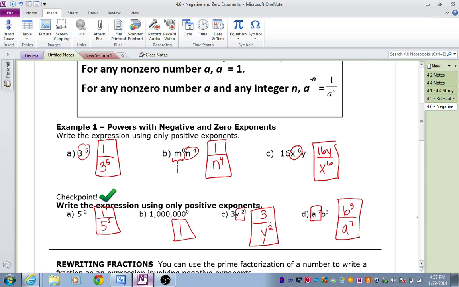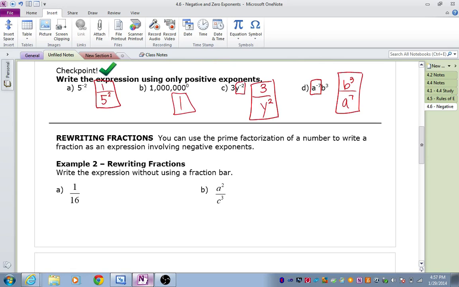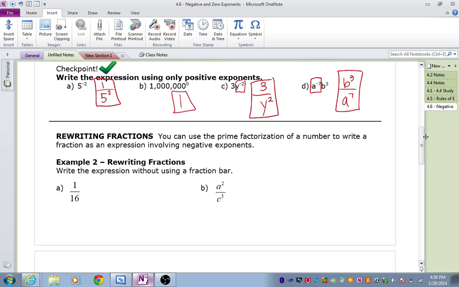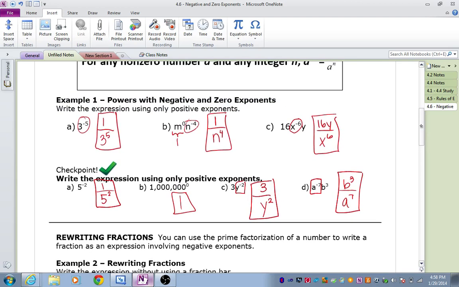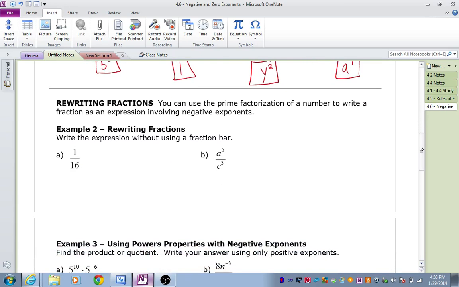Okay, if you have any questions, please make sure you're writing them down so you can ask tomorrow. And we're going to move on to rewriting fractions. Now it says you can use the prime factorization of a number to write a fraction as an expression involving negative exponents. So up here, I'm going to go back up for a sec. The directions said to take the negative exponents and write them as positives. Here, we're kind of going backwards. We're starting with a fraction, and we're saying, how can we rewrite this without a fraction bar? Meaning, how can we rewrite this using those negative exponents?